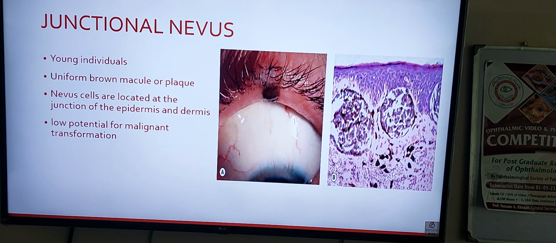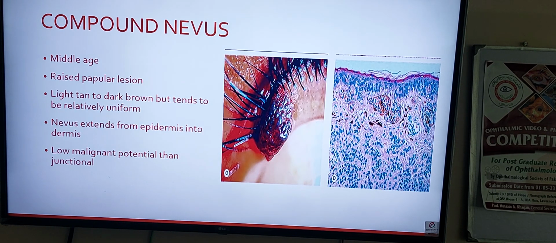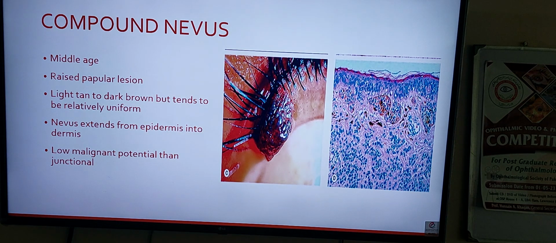Junctional nevus is usually present in young individuals. It is a uniform brown nevus. The nevus cells are located at the junction of the epidermis and the dermis, and there is low potential for malignant transformation. Compound nevus is usually present in middle-aged individuals, and it is a raised papular lesion.